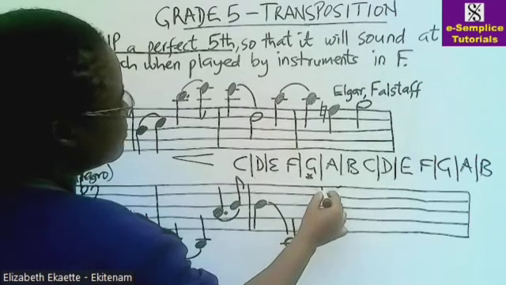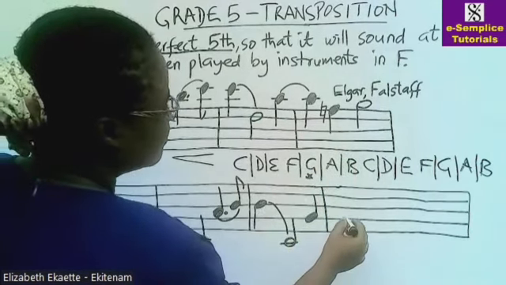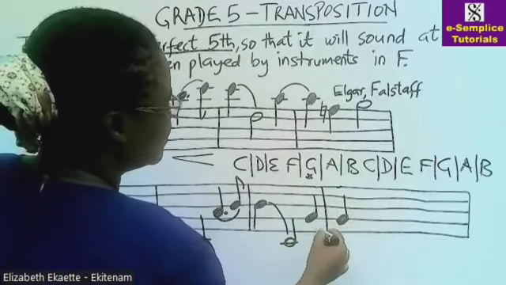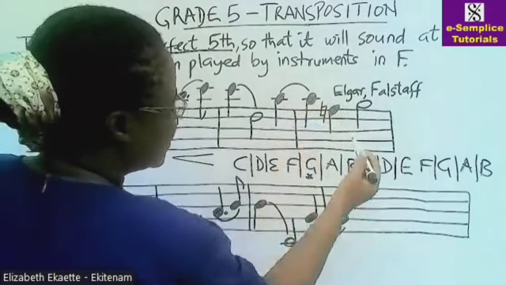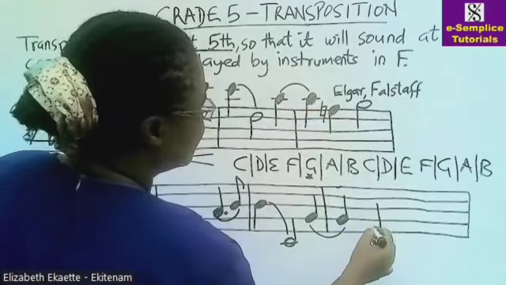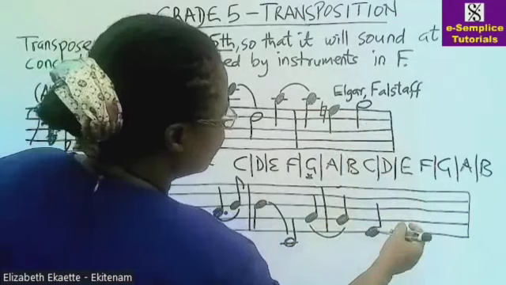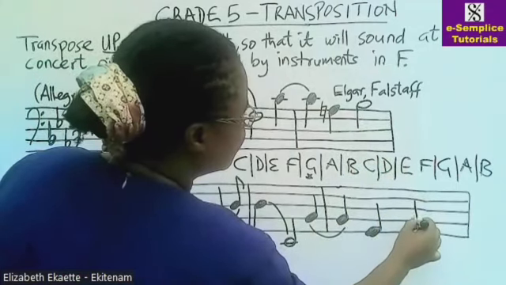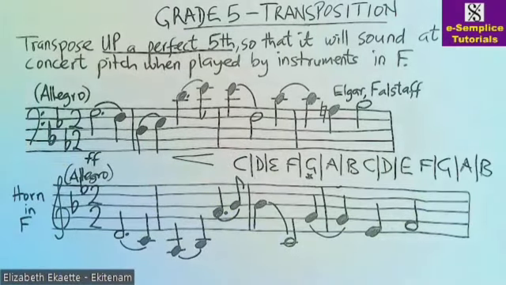Then the bar line, a fifth again. Then 1, 2, 3, a third. A third, then a second above. So you see, it's faster when you move.